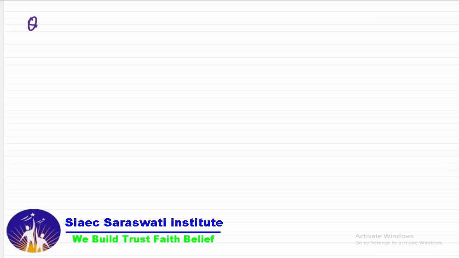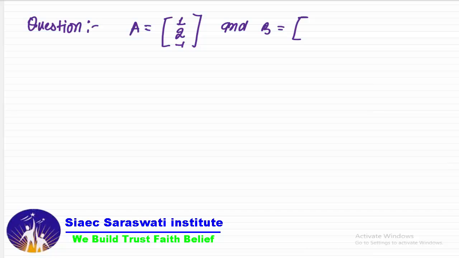So the question is: if A is the matrix whose elements are 1, 2, -1, and matrix B whose elements are 3, 5, -2, then find AB and BA.